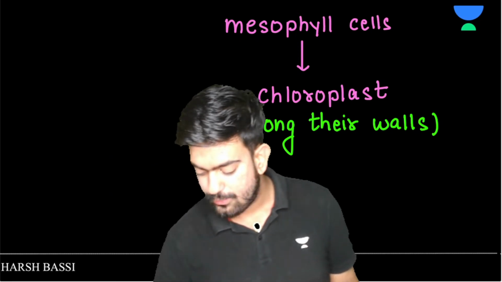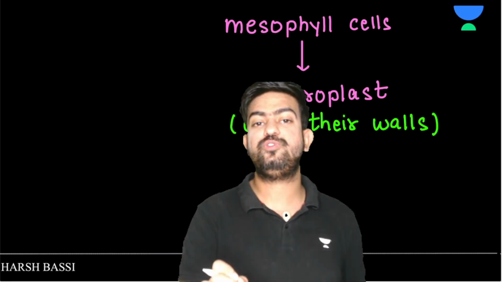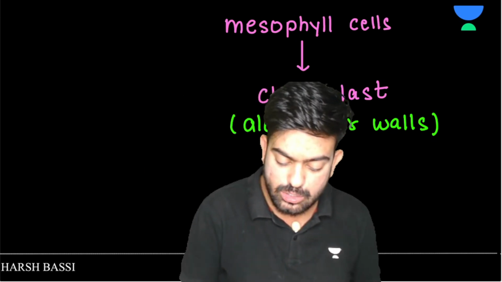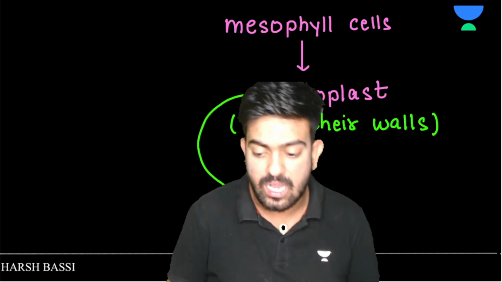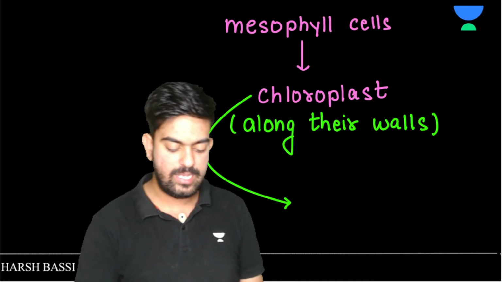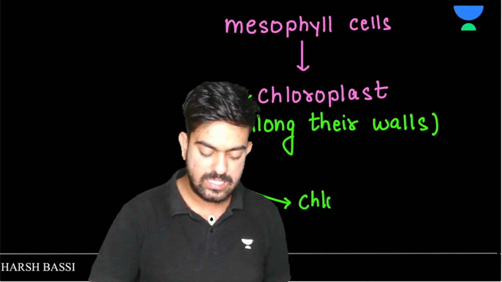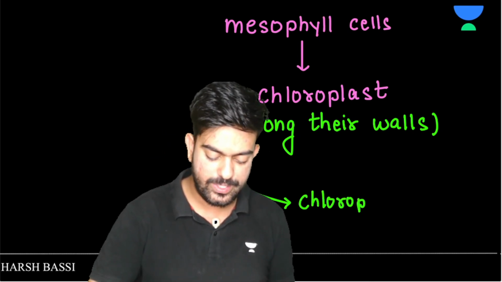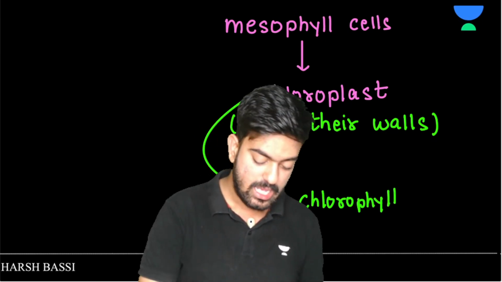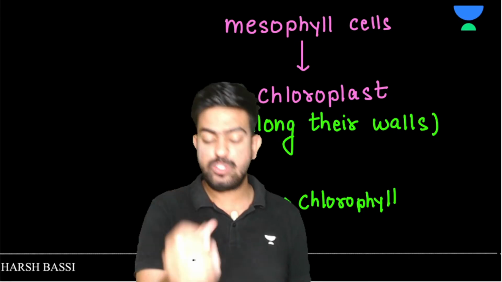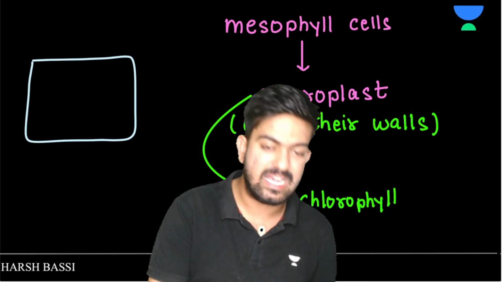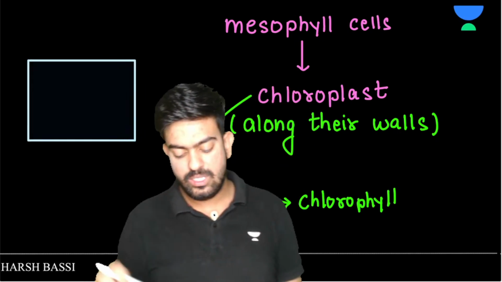Okay. Now, this chloroplast is a type of plastid, and this chloroplast contains a very important pigment which is known as chlorophyll. Clear? This much is clear? Great. Now, in the mesophyll cells, these chloroplasts are aligned within their walls.